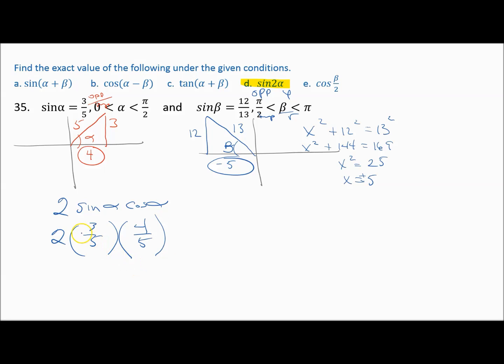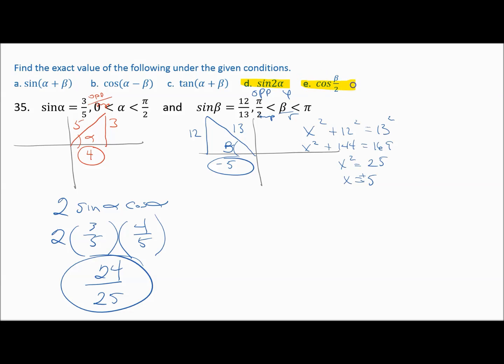Multiply all this together, so 2 over 1 times 3 is 6 times 4 is 24 over 5 times 5 is 25. Okay, and then our last one will be cosine of beta over 2.